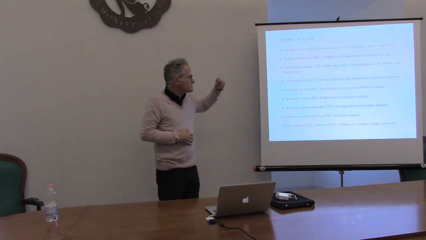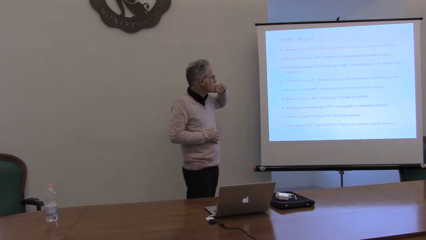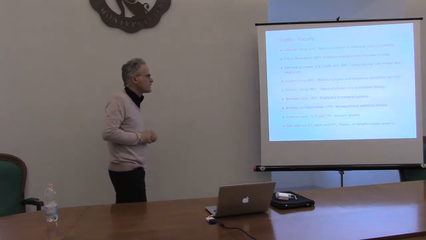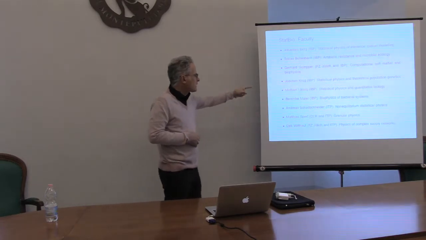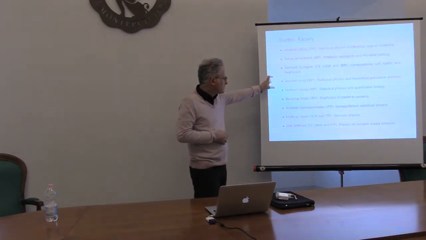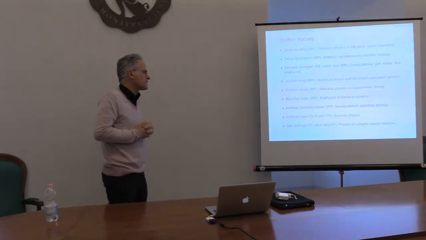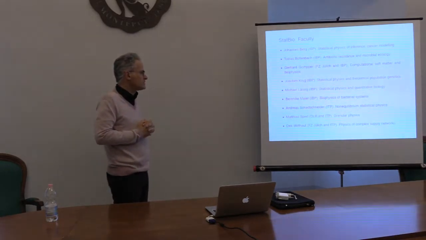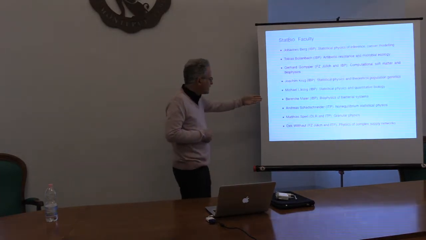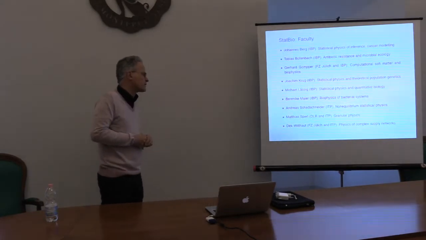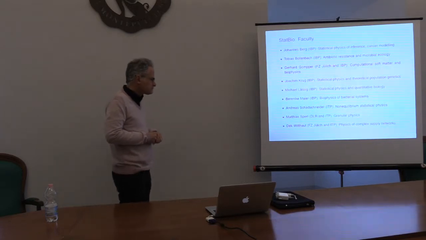So Gerhard Bromberg is in Munich, but he's also part of our institute, and his field is computational soft matter and biophysics. Michael Lessig and myself, we do statistical physics with various applications, specifically in evolutionary biology, population genetics, and quantitative biology. Veronique Meyer is a second experimentalist who does biophysics of bacterial systems. For example, she's worked a lot on bacterial motility.